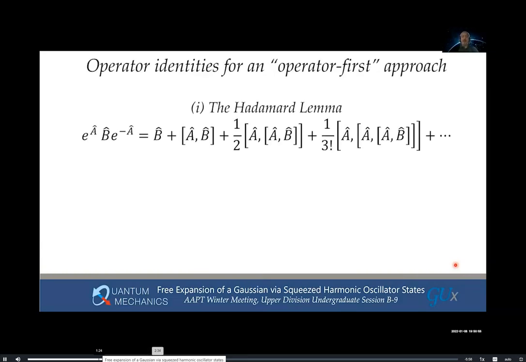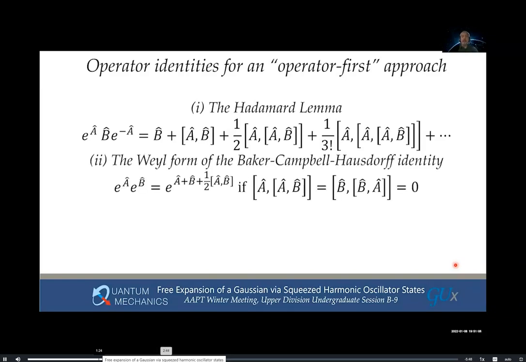There are four fundamental identities you need to use to work in quantum mechanics if you work with operators. One is the Hadamard lemma. I'm not going to read this out for you, but you should be familiar with this. This is the series of nested commutators. The second one is the Weyl form of the Baker-Campbell-Hausdorff identity, which holds when the commutator commutes with A and B.